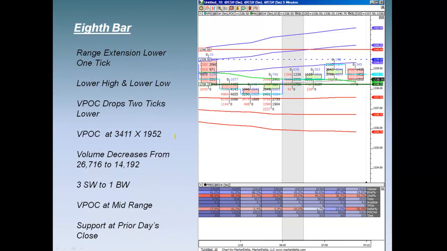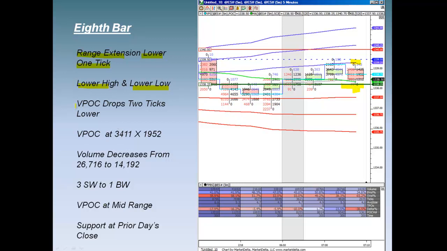All right, so let's take a look at what happens when we get the next bar, bar number 8. Well, range extension lower. Very important to look at where the market is facilitating trade. Is it towards the upside or the low side? And we find this out by looking at range extensions, one of the ways that help us. So range extension lower, 1 tick, as you can see here. We have a lower high and a lower low from the prior bar. So here's my lower high and here's the lower low.